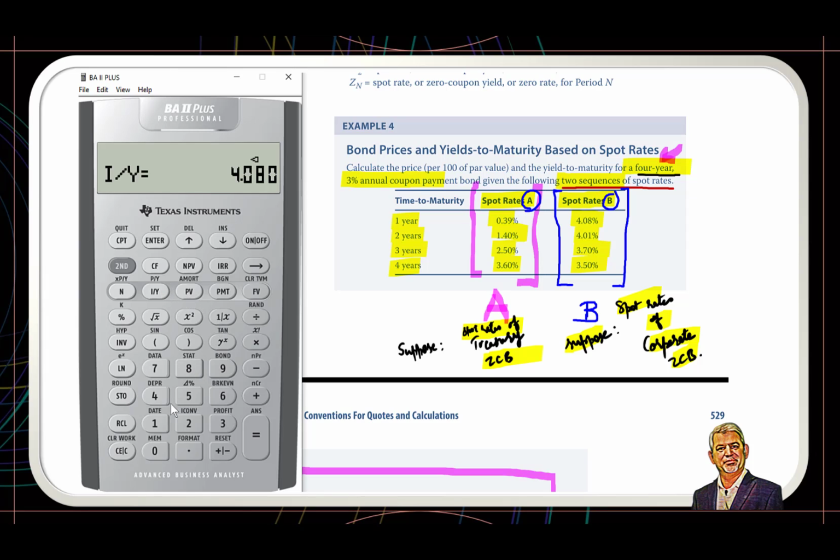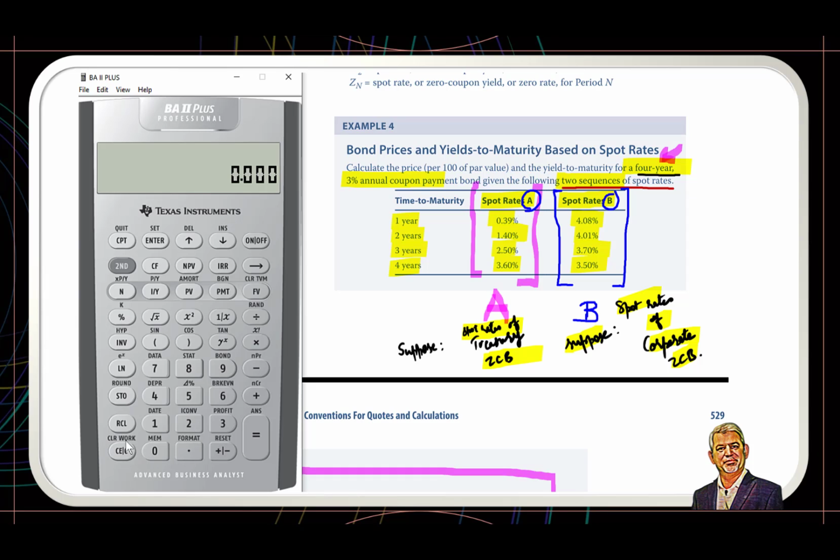It goes into I/Y, and 3 of course would stay as future value. For the first year, the only cash flow is $3 coming as coupon amount. 1 is N, compute present value. So we got the first discounted value of 2.882. This is the discounted value of the first cash flow. We will make it positive and store it in the 5th memory slot.